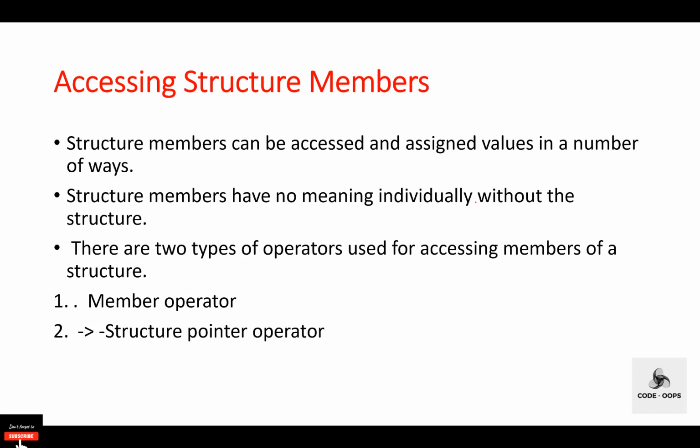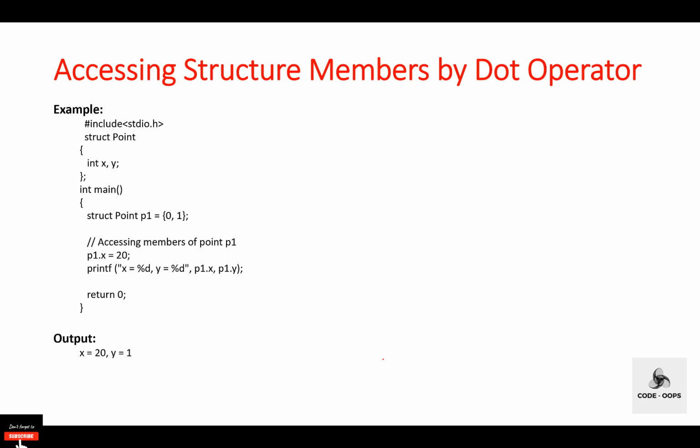Next is accessing structure members. There are two types of operators that are used for accessing the members of the structure. The first one is the member operator and the second one is the structure pointer operator. Dot is a member operator and arrow is a structure pointer operator. Accessing structure member by dot operator.